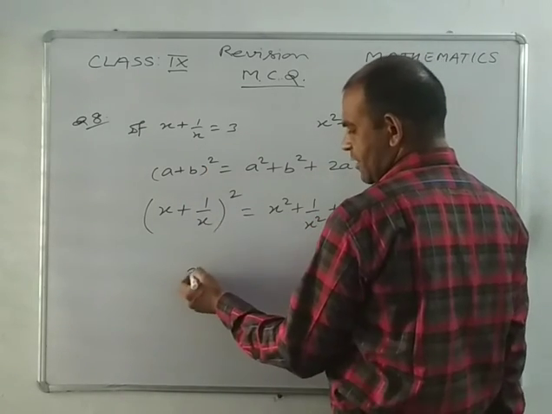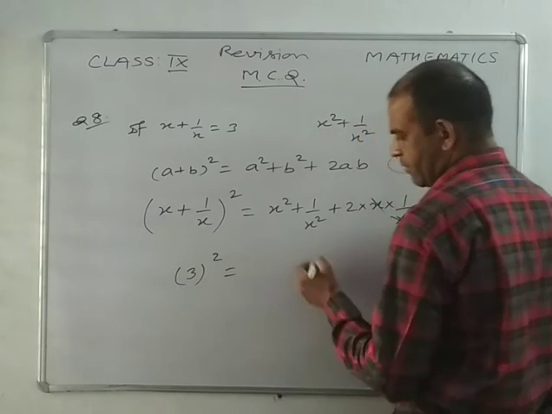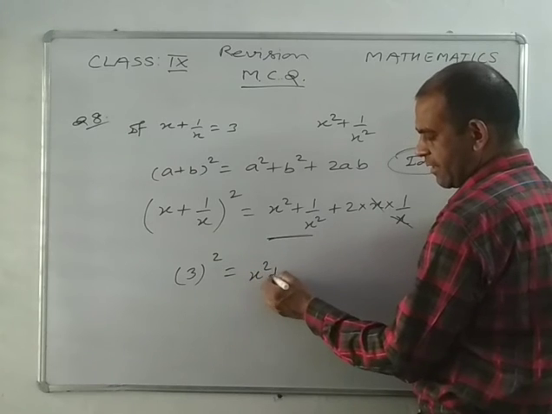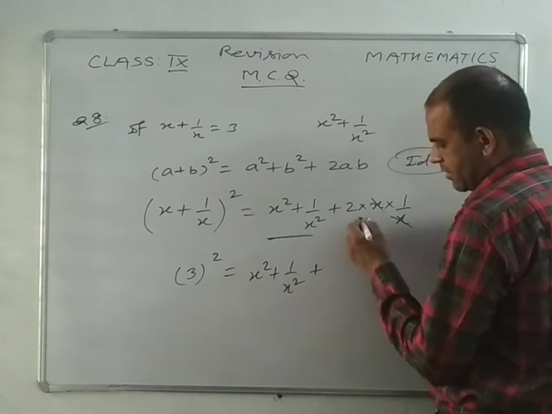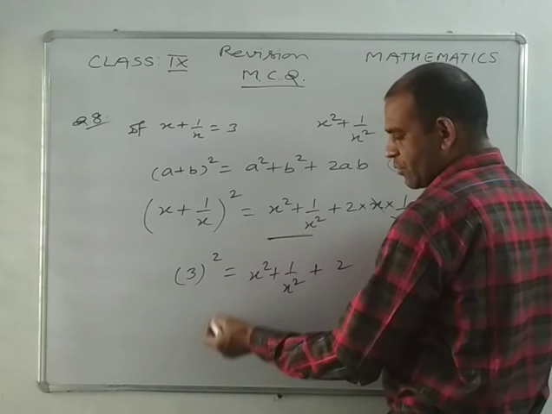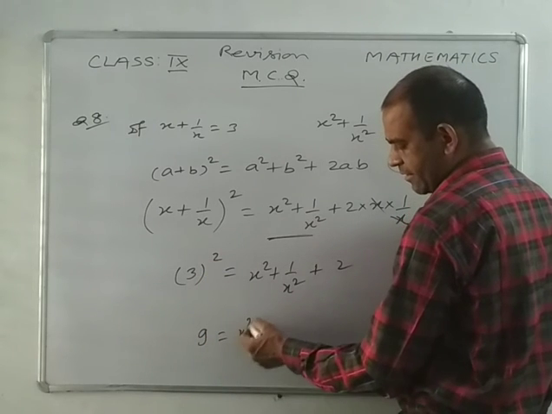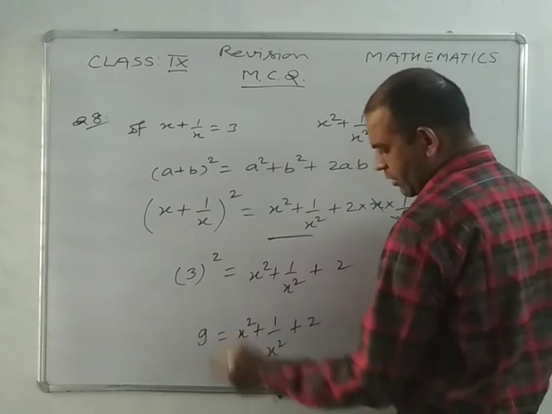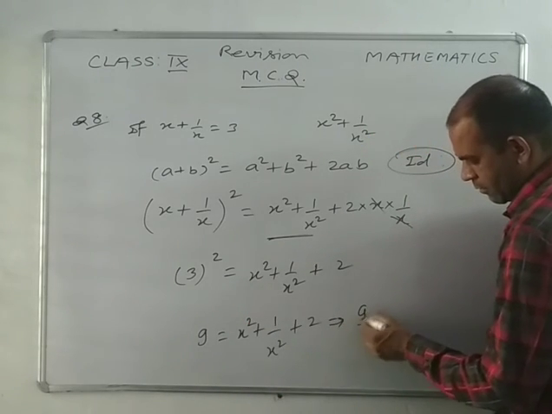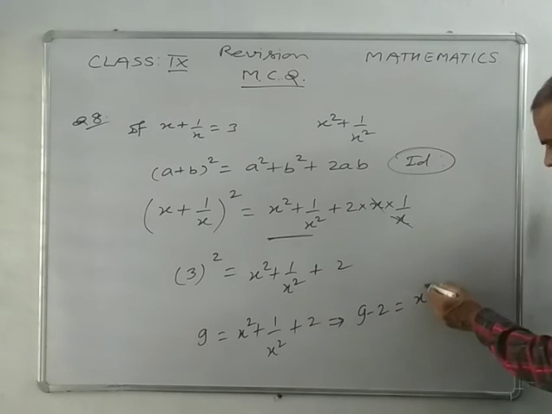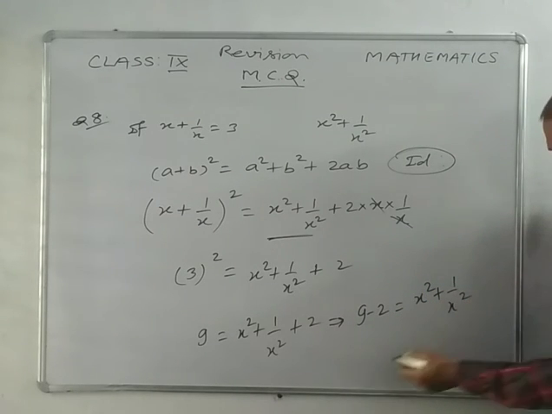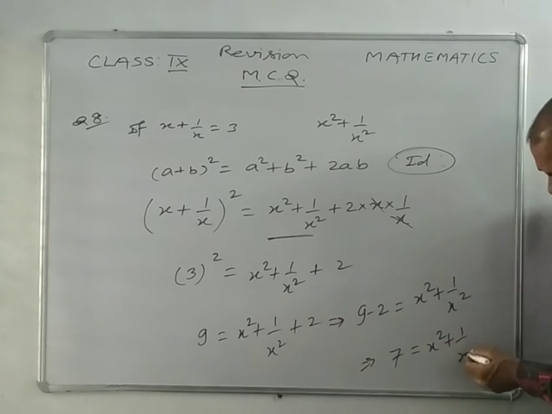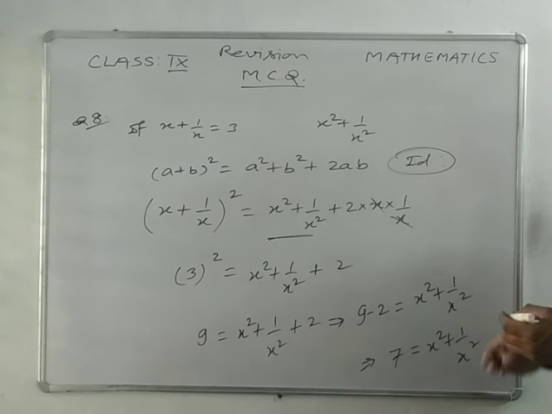x plus 1 upon x is 3, square of 3. x square plus 1 upon x square is what we have to find, and plus 2. Square of 3 is 9. This is x square plus 1 upon x square, plus 2. Transpose 2 to this side: 9 minus 2 and x square plus 1 upon x square. 9 minus 2 is 7, so x square plus 1 upon x square is 7.